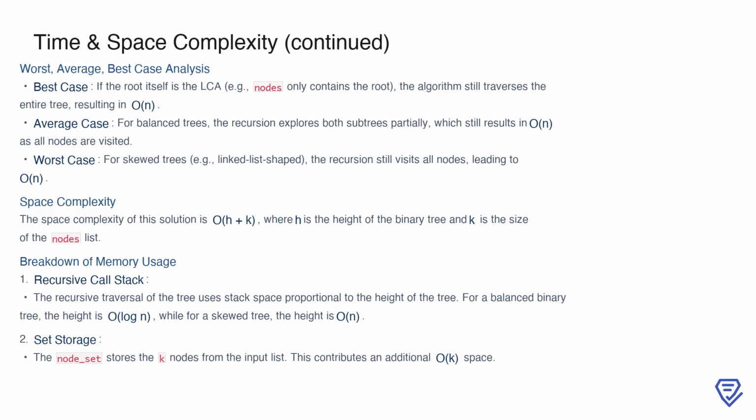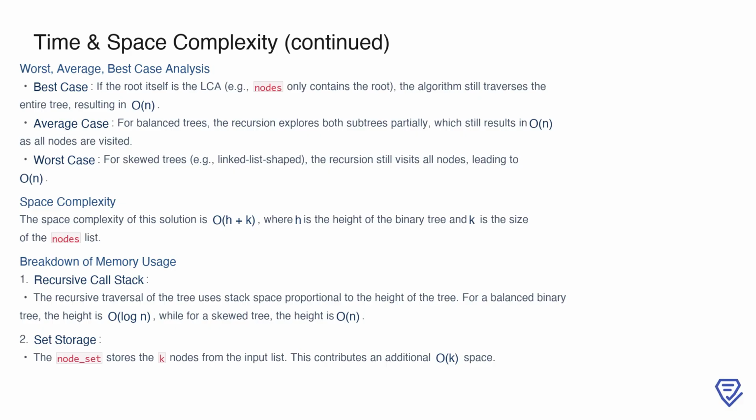In the worst case, such as a skewed tree resembling a linked list, the recursion still visits every node, leading to O(n). Moving to space complexity, the solution requires O(h + k) space, where h is the height of the binary tree, and k is the size of the nodes list.